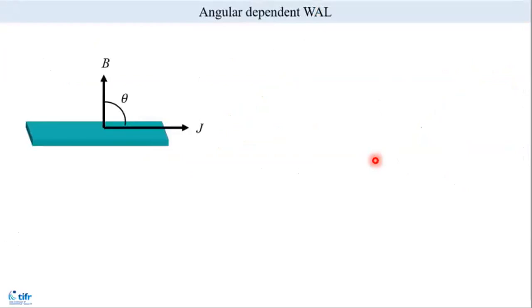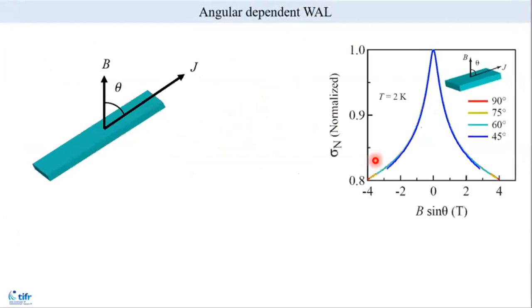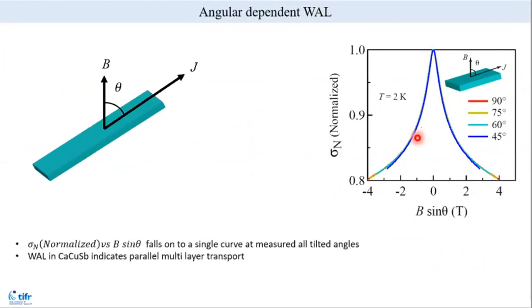The same way, we also checked whether these weak antilocalization properties originate from this 2D nature or not. So we rotated our sample and again looked at different angles. You can see when we plotted the normalized magnetoconductance as a function of the normal component of the magnetic field, you have almost merging for different angles. That basically indicates again the 2D conduction channel in the system.